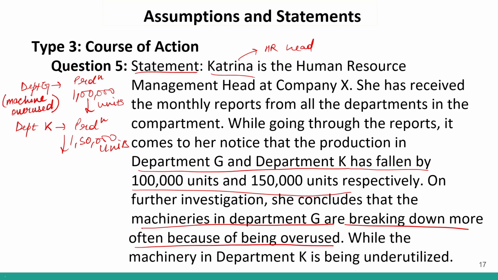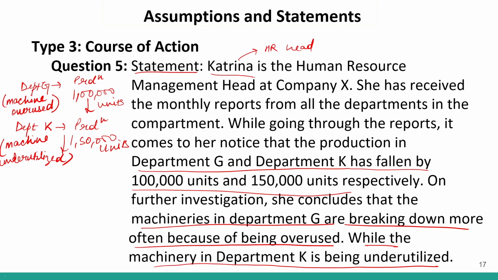While the machinery in department K is being underutilized. So the reason for department K's production going down is that machines are underutilized. That means not enough people are there to use the machines. Therefore, the machines are underutilized.